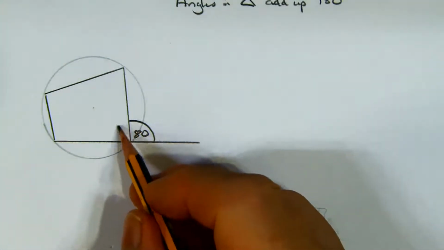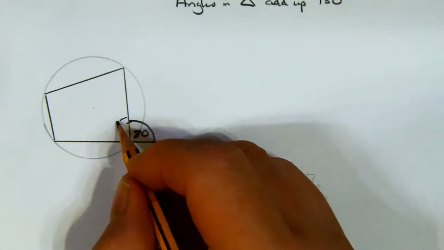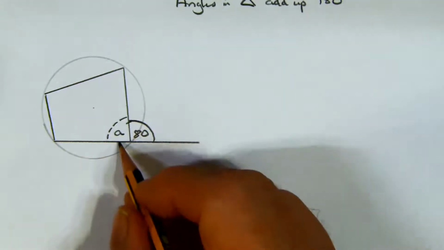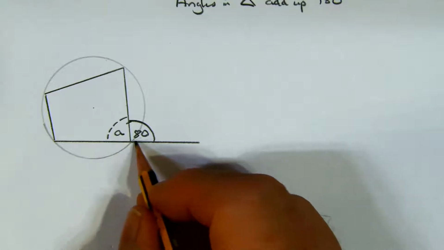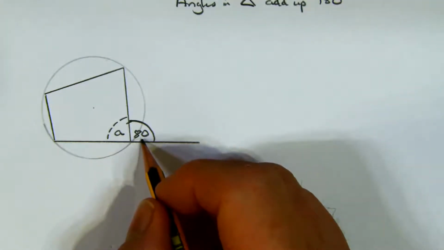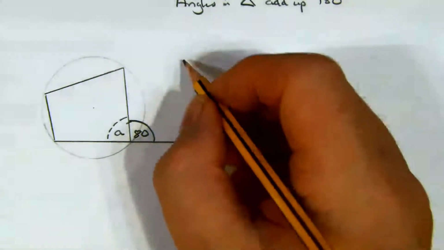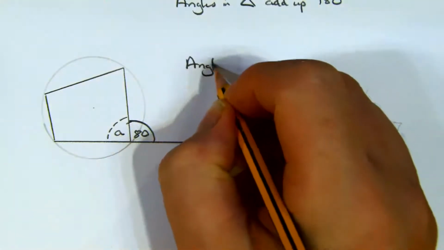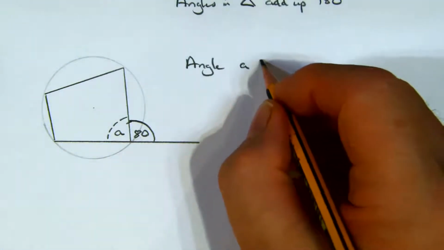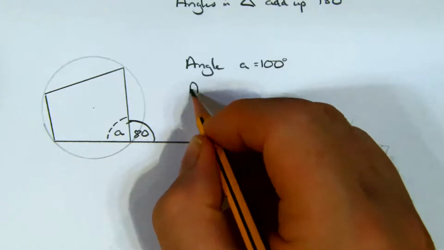Well, if this angle is 80 degrees, then the other angle here, we'll call it A, is going to be 180 minus the 80 degrees. So if I want to look at angle A, we can say that angle A is going to be 100 degrees. And the reason, these are the angles in a straight line.